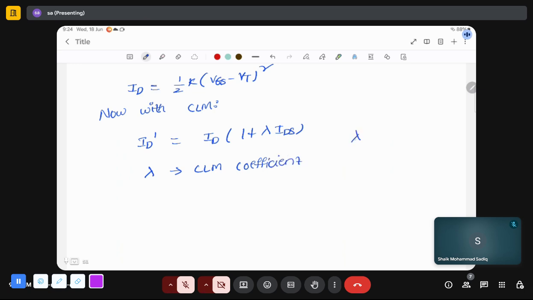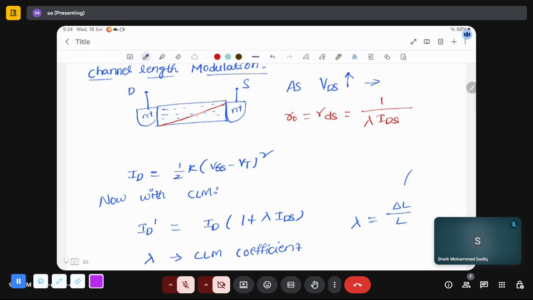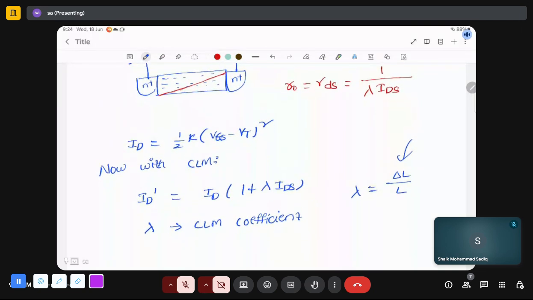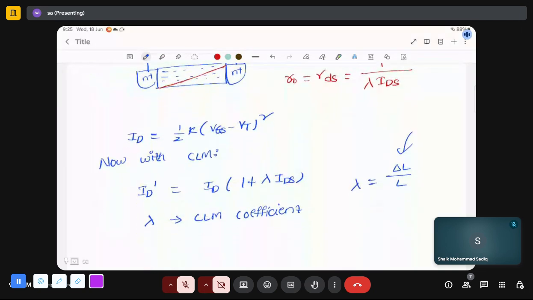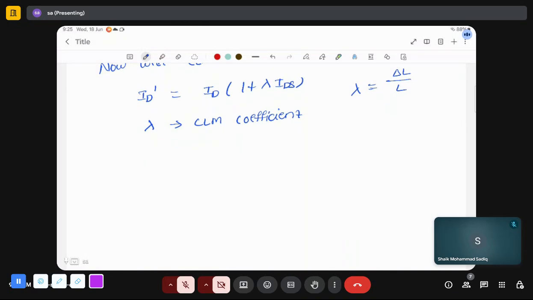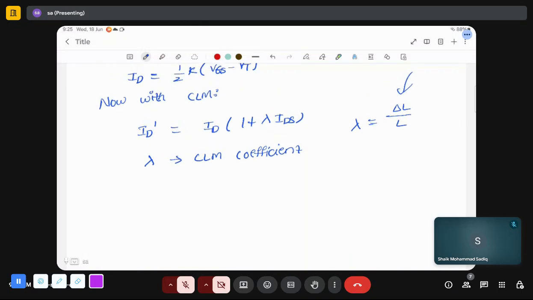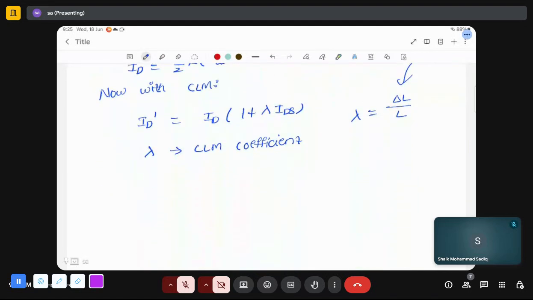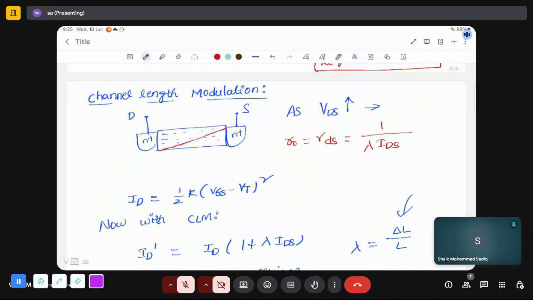Lambda is nothing but delta L by L. It is related to how the channel's length varies. I'm not going to discuss this; if anyone is interested, you can refer to a textbook or some standard lectures. So now, since we know what channel length modulation and the output resistance dependence are, look at this.